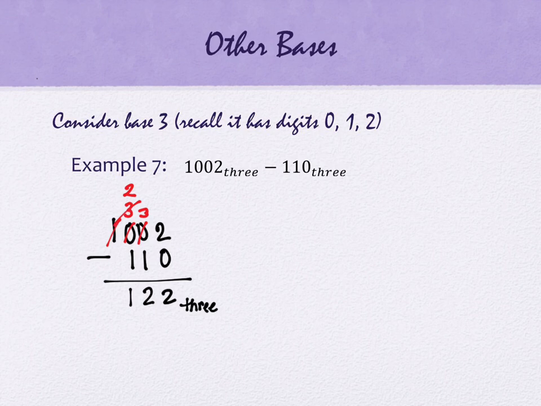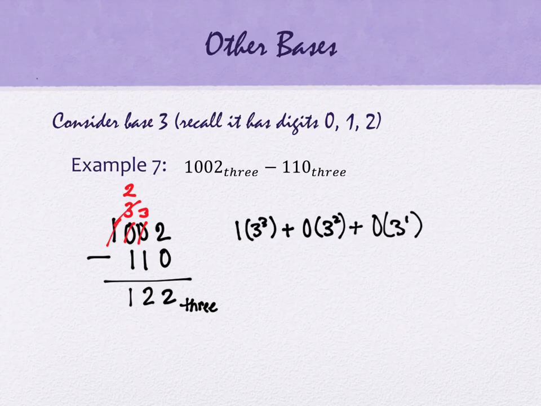So let's show what this looks like. I don't have this done in an expanded form, but we're going to do it that way anyway because I want to try. Okay, so I have 1 in the 3 squareds column. I have 0 in the 3 to the first. Did I get that right? 3 cubed is what I meant to put there first. 3 cubed on the first one, 3 squared on the second one. I have 0 in the 3 to the 1 column, and then I have my 2 in the units. Okay, that's what this is in expanded form.